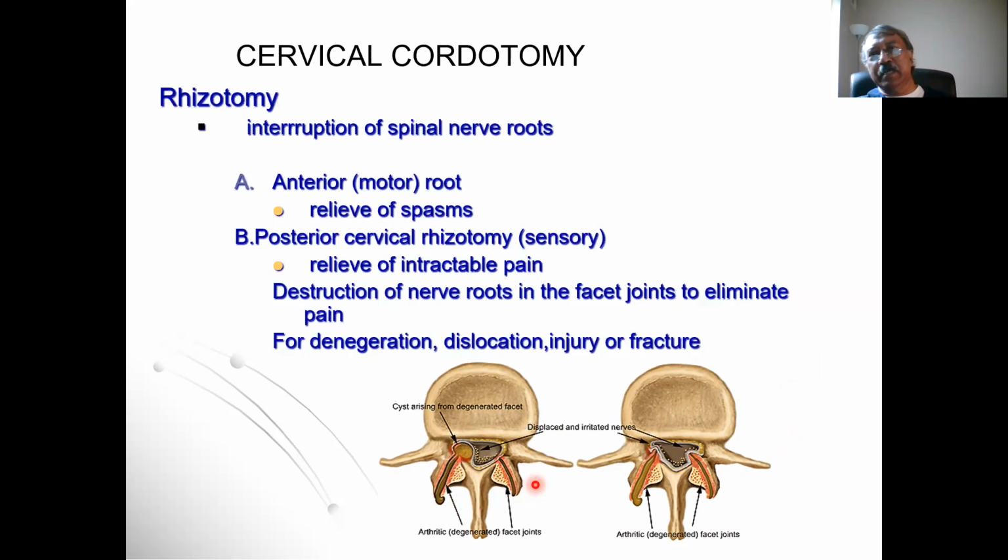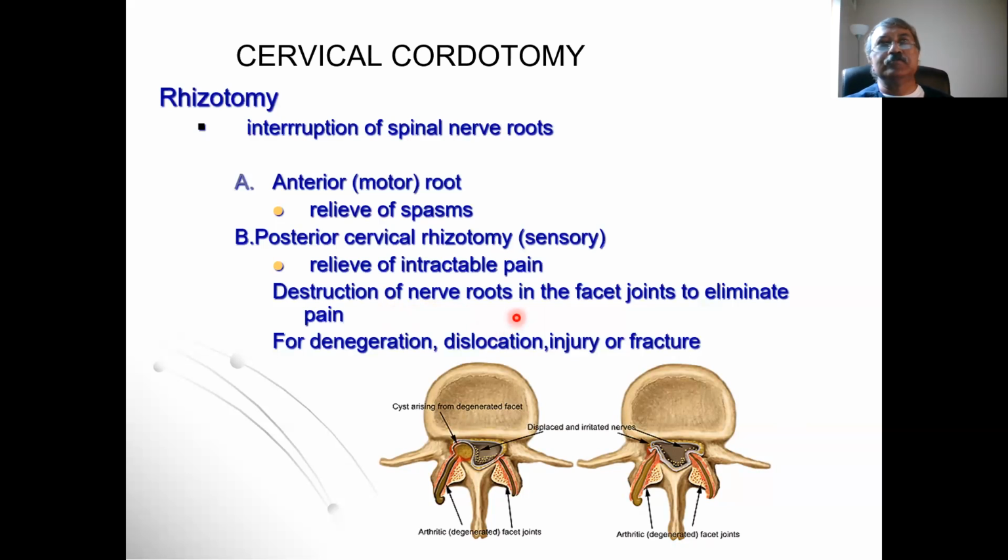The arthritic changes of the joint are causing pressure because of the nerve root right here adjacent. Because of the arthritic changes here, the nerve root, along with the area of the spinal cord, is having a lot of compression. So these can be relieved by cutting these nerves. Destruction of the nerve root in this facet joint eliminates pain.